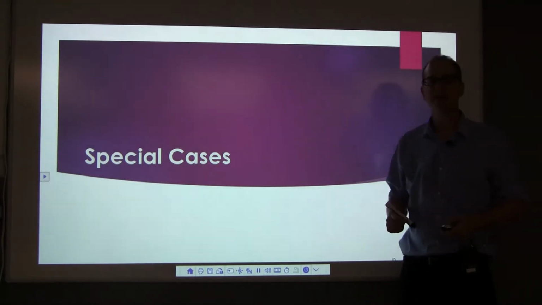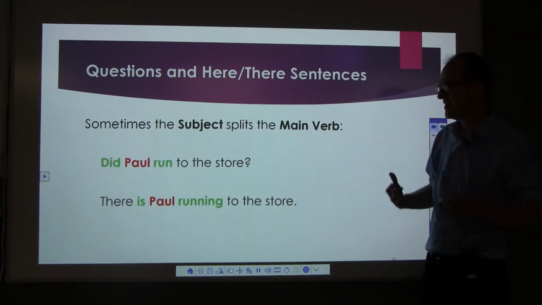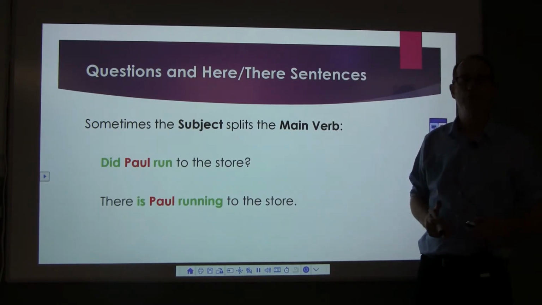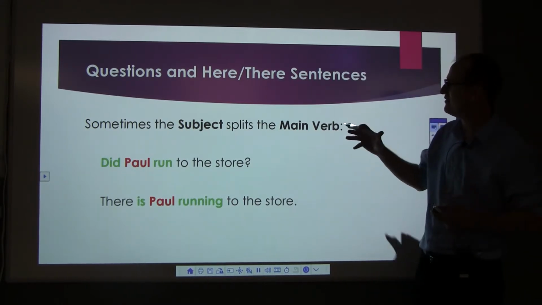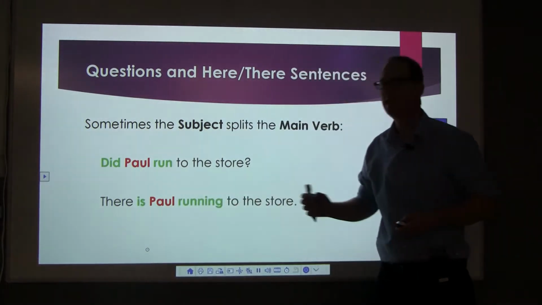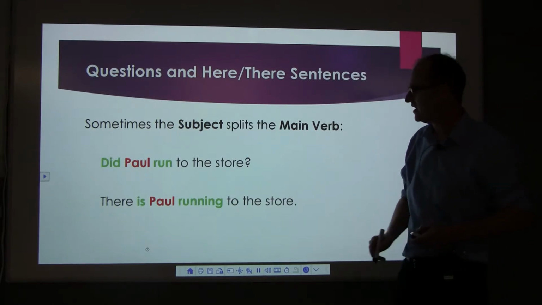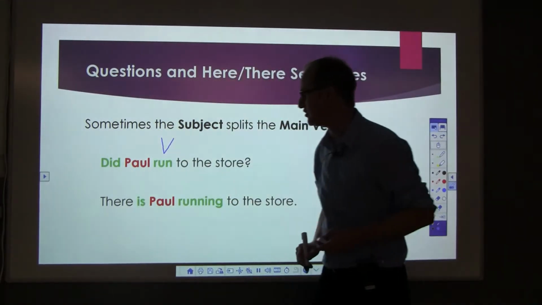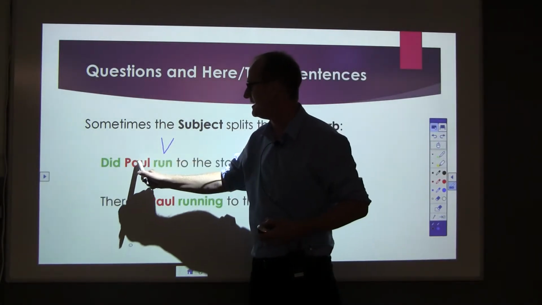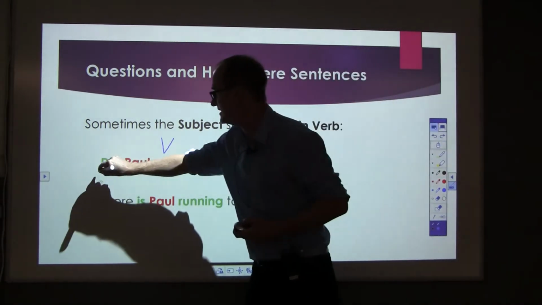Okay, there are some special cases when it comes to finding main verbs. The first is for sentences that are questions or here and there sentences. Usually the subject comes before the verb, but in questions and here and there sentences, you'll find that the verb is split by the subject of the sentence. So let's look at the first sentence. Did Paul run to the store? Here we have our action verb run, but the helper is in front of it, and it's been split by the subject of the sentence. So the entire main verb in this sentence is did run.